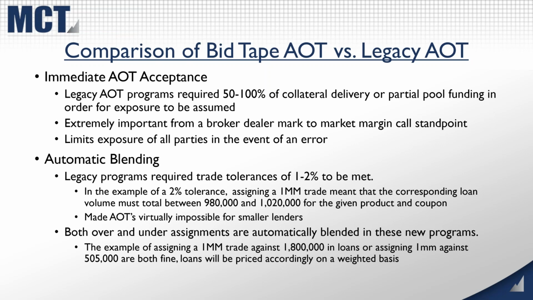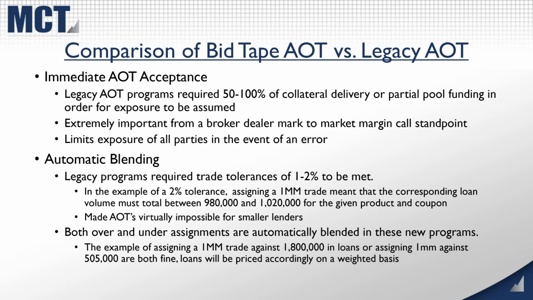I know I'm going to skip down to the second bullet point here, but in the past, there were tolerances required, meaning that if I assigned a $1 million trade, the corresponding loans would have to come between 980,000 and 1,020,000 for a 2% tolerance. If the investor had a 2% tolerance, generally it was between 1 and 2% for most investors. And that was virtually impossible for smaller lenders.